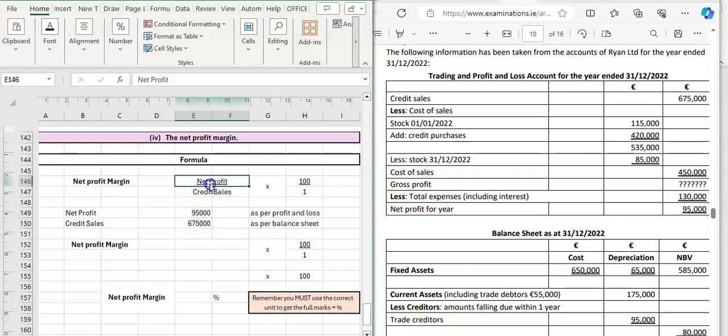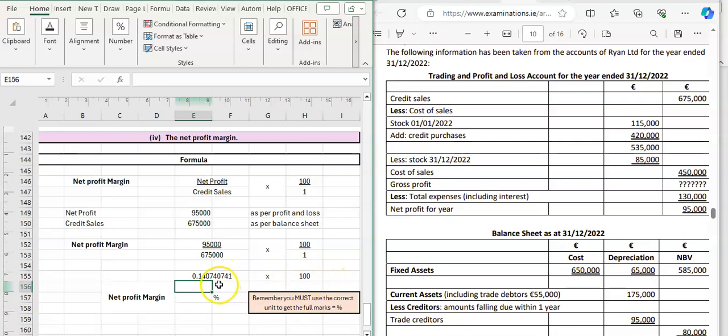We know what our formula is, so it's our net profit, which is 95,000, divided by our credit sales, which is 675,000. And because this is in a percentage, we're going to multiply by 100 over 1. So we're going to divide 95,000 by 675,000. It's going to give us a figure. We're going to multiply that figure then by 100.